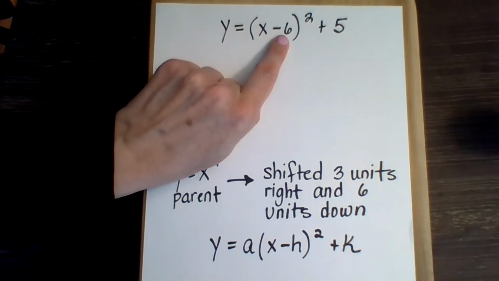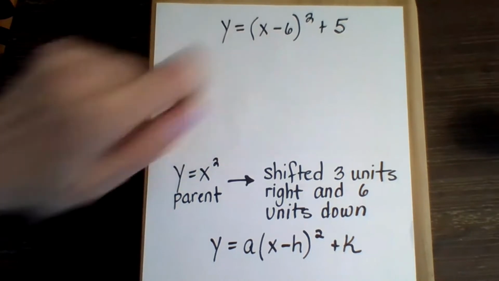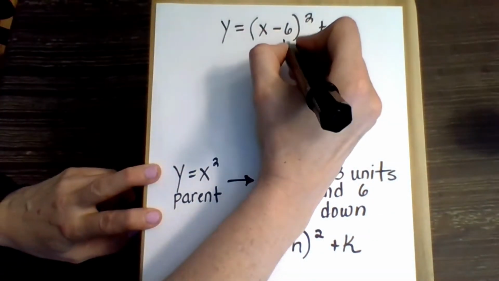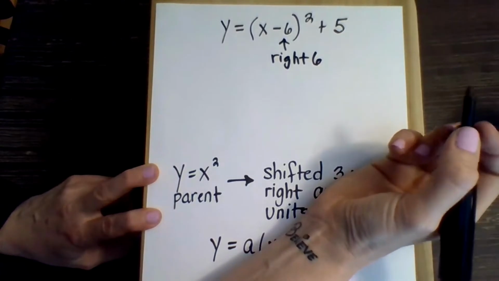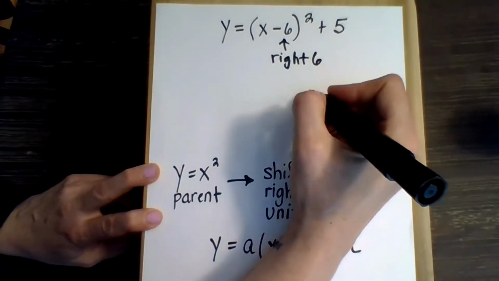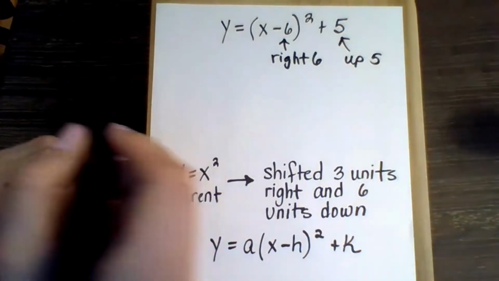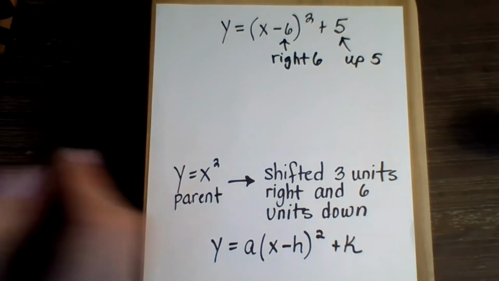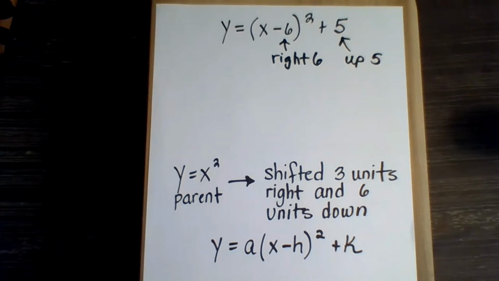This gives you the left or right. Remember that you're going to go the opposite of what you would think. So normally when you see a minus 6, you would think left, so we're going to go right. This means we're going right 6 because H equals 6. And since K equals 5, that means we're going up 5. So you are taking the parent function and you are moving according to those directions. Okay?